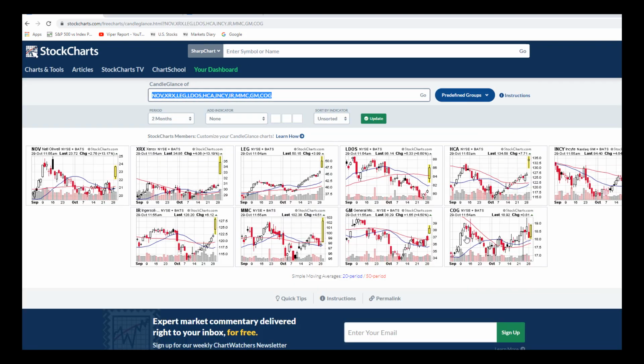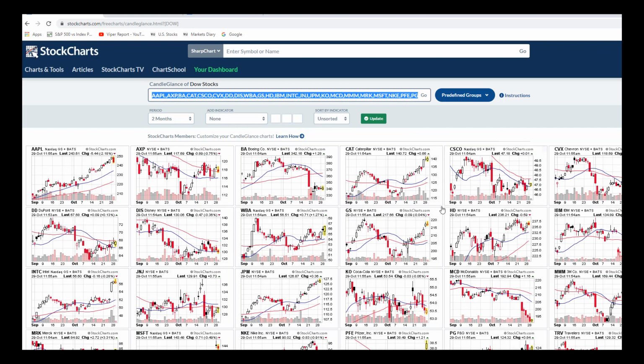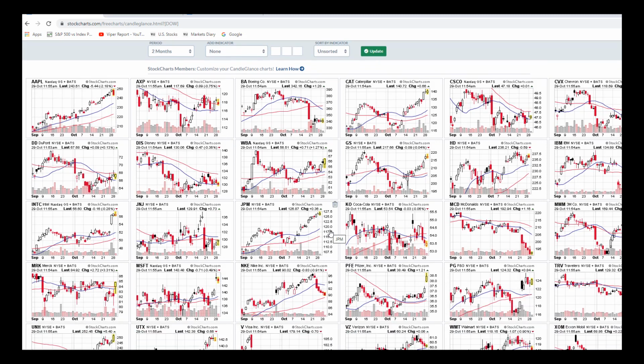It will give you a reading of all the charts in that criteria. I use this to look at all the Dow stocks. Of course, these Dow stocks are as of Tuesday, October 29th, but it allows you to look at all the charts of all the Dow stocks in one panel, telling you which ones are looking interesting and which ones are not.